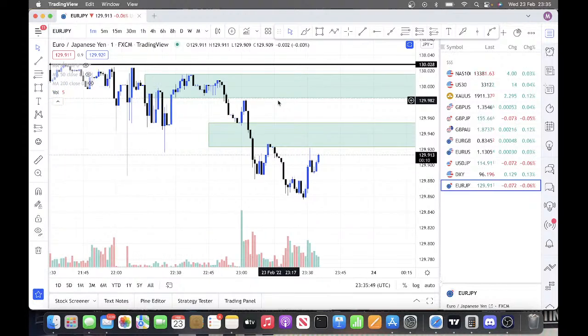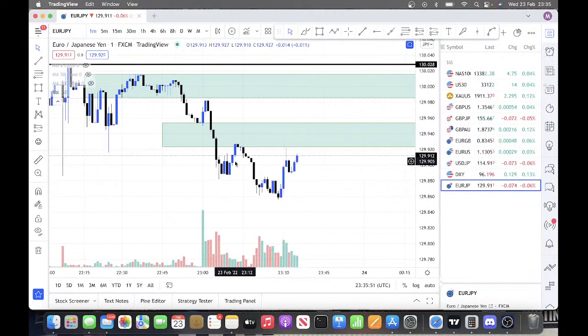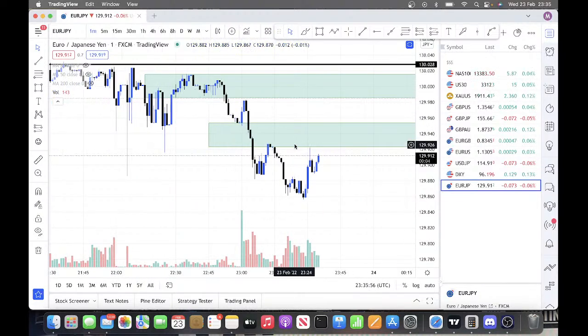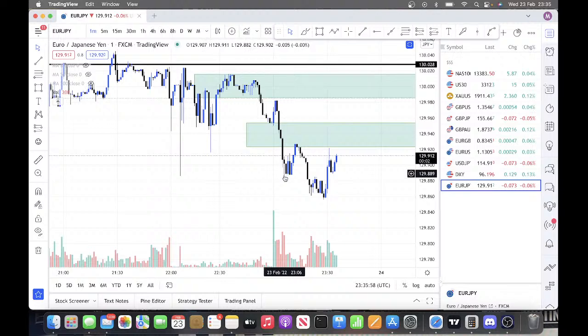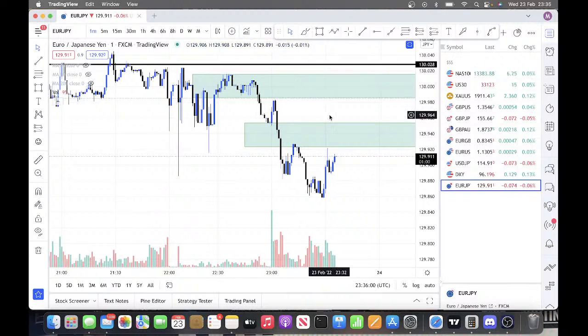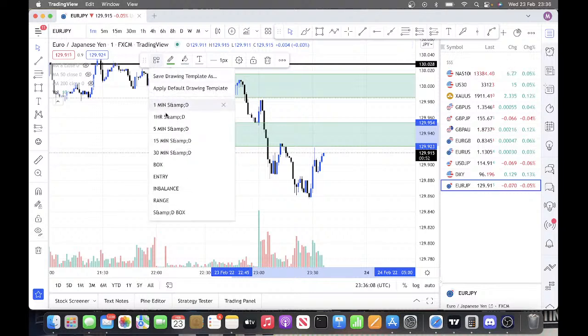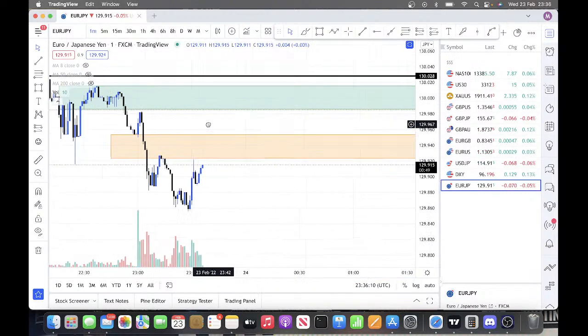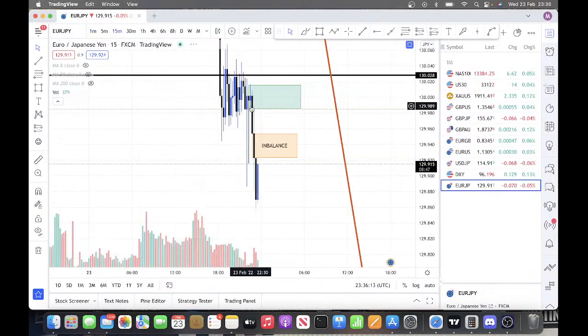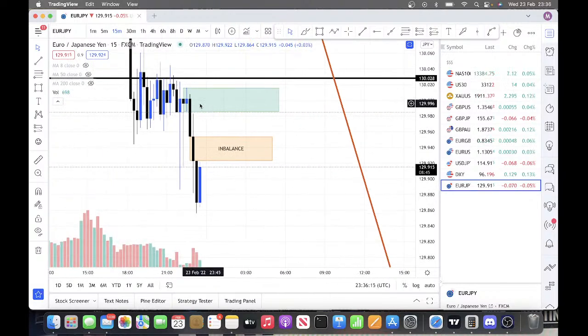A lot of the time with stronger pairs, what you will see is the 1 minute ones do get respected sometimes when you see the strong moves. Once you see the strong moves down, a lot of the time they don't always come back that far. But that would be my key areas. This would be my imbalance, and that on the 15 minute would be my S&D zone there.